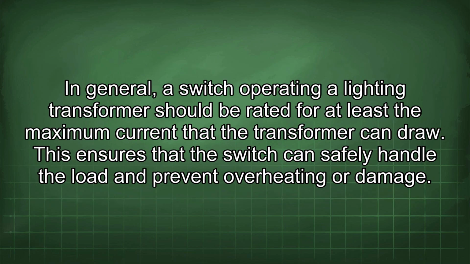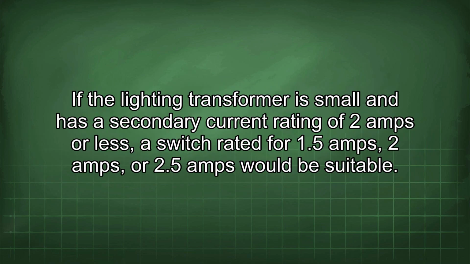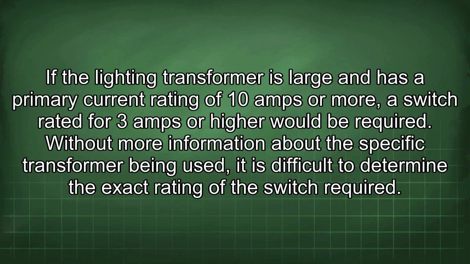In general, a switch operating a lighting transformer should be rated for at least the maximum current that the transformer can draw. This ensures that the switch can safely handle the load and prevent overheating or damage. If the lighting transformer is small and has a secondary current rating of 2 amps or less, a switch rated for 1.5 amps, 2 amps, or 2.5 amps would be suitable. If the lighting transformer is large and has a primary current rating of 10 amps or more, a switch rated for 3 amps or higher would be required.